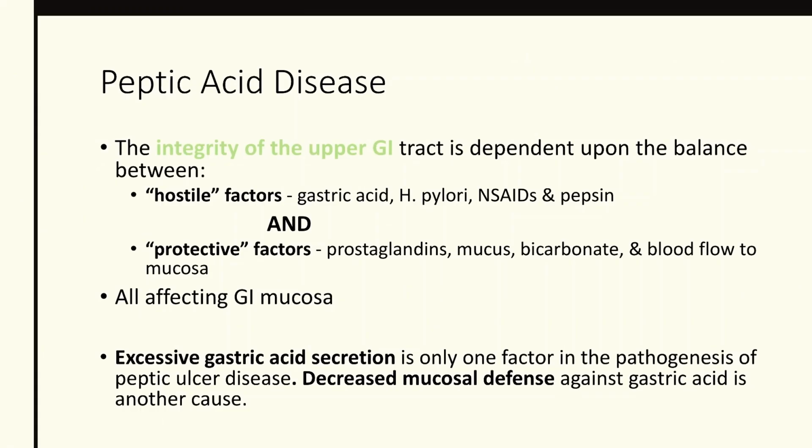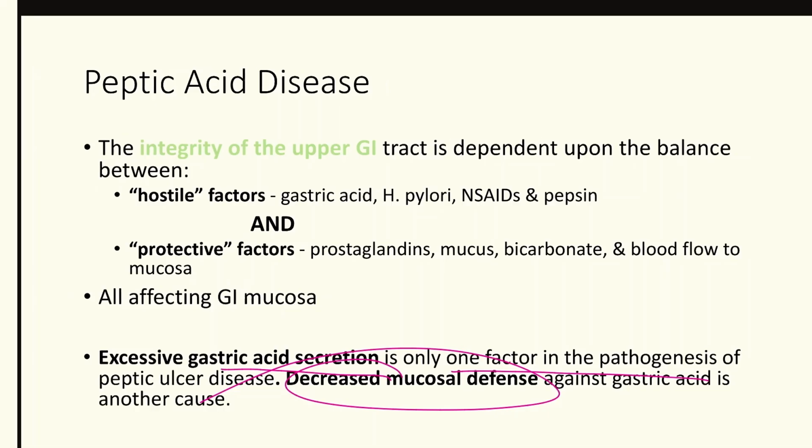So, peptic acid disease. This is dependent on a balancing act between the hostile factors: the gastric acid, H. pylori, NSAIDs, pepsin. These are all hostile factors in the GI tract, mainly in the stomach. And our protective factors: our prostaglandins, the mucus layer, the bicarbonate to neutralize the acid, blood flow to that mucosa. These are all things that help our defense in the stomach, in the GI mucosa. Excessive gastric secretion is only one factor in peptic ulcer disease. We also have to analyze the defense. Are we doing anything that alters our defense against acidity in the GI tract?